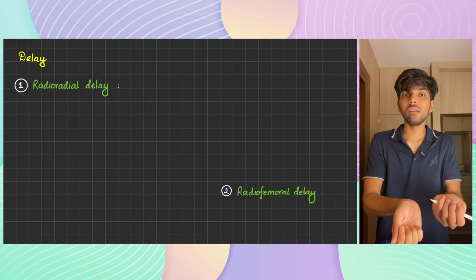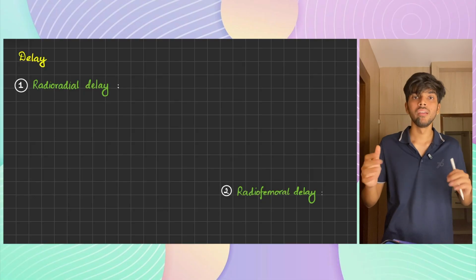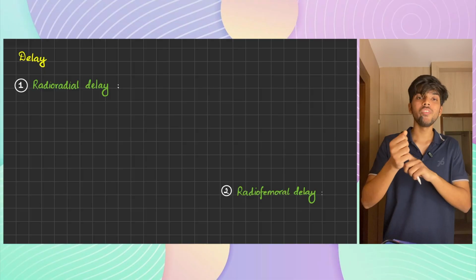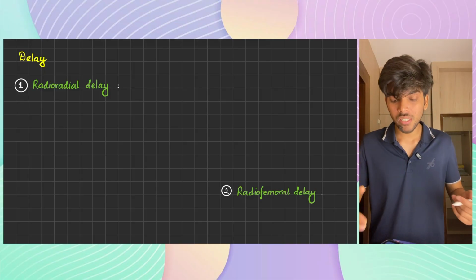The delay can either be in between the two radial arteries or in between the radial artery and femoral artery. If it is in between the two radial arteries, we call it radioradial delay. If it is between the radial and femoral artery, we call it radiofemoral delay. First, let's look at the causes of radioradial delay.